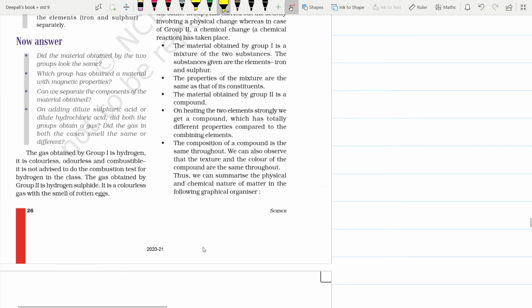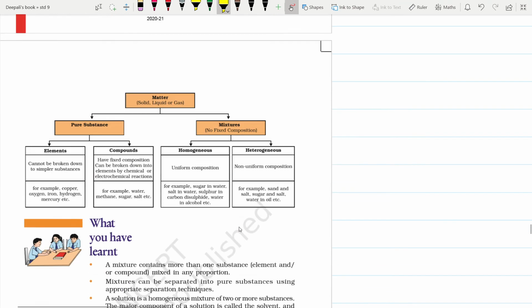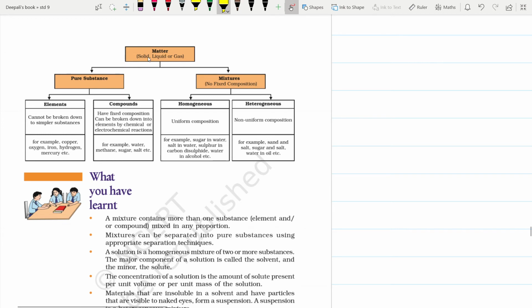Thus, we can summarize the physical and chemical nature of matter in the following graphical organization. Now, matter. You can see it is solid, liquid or gas, and it is classified into two basic groups, pure and impure, which is also called a mixture. Pure substances are further classified as elements and compounds. Elements cannot be broken down into simpler substances. Examples are copper, oxygen, iron, hydrogen, mercury, etc. Compounds have fixed composition and can be broken down into elements by chemical or electrochemical reactions. Examples are water, methane, sugar, salt, etc.